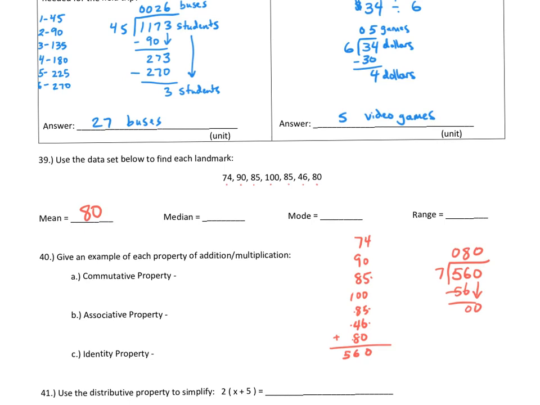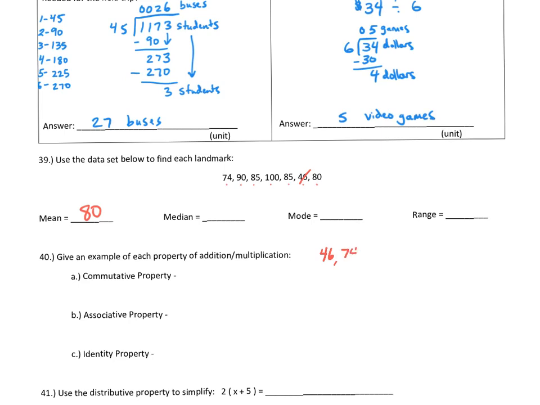The median of numbers is the middle of a set of numbers, so the first thing that I'm going to need to do is put my numbers in order from least to greatest. So I see the smallest number, the minimum, is 46, and then I have a 74, then an 80, and an 85, another 85, a 90, and finally 100.